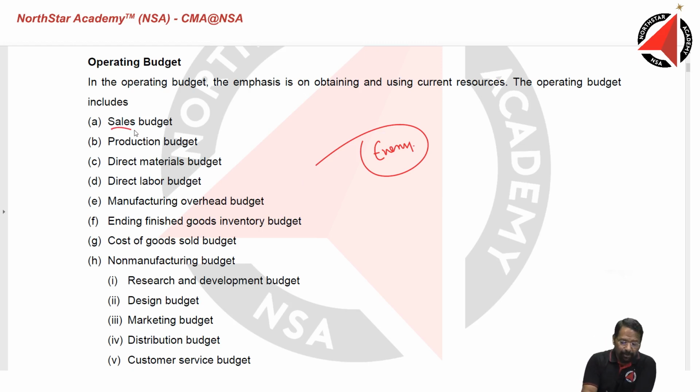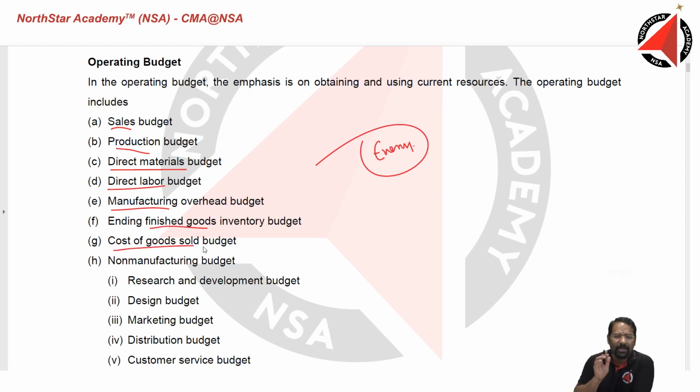In the back end, they are doing production every day. Yes, they are purchasing material, paying labor, manufacturing, they have finished goods, and since they are manufacturing, they have cost of goods sold also. So all these, are they doing every day? Answer is yes. That is why these are called operating budget.